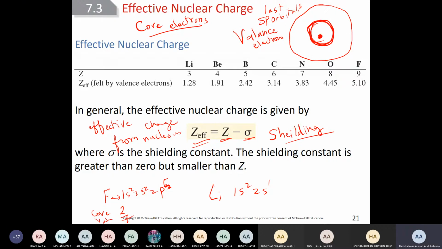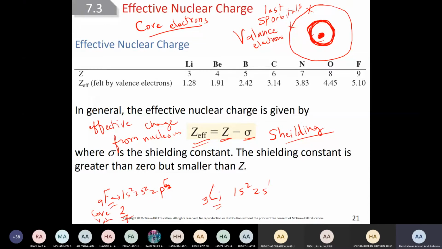All right. Now, what is the effective nuclear charge? It is the effect of the nucleus on the outer electron. Why is it more for fluorine than for lithium? Because in fluorine we have 9 protons, and here we have only 3 protons. They have the same core electrons, which is 2, but for the valence electrons, which one will be attracted more to the nucleus, fluorine or lithium? Fluorine will be much more attracted.